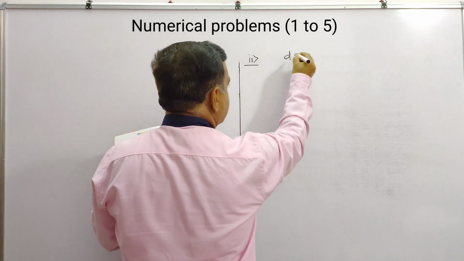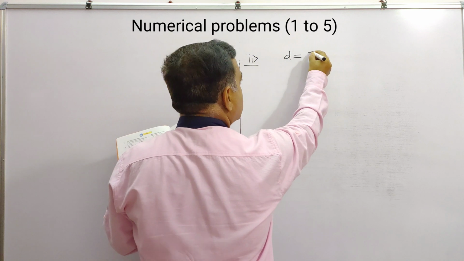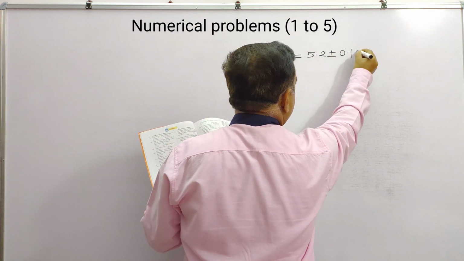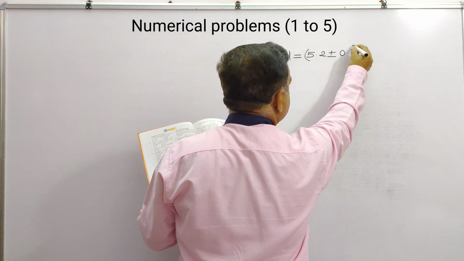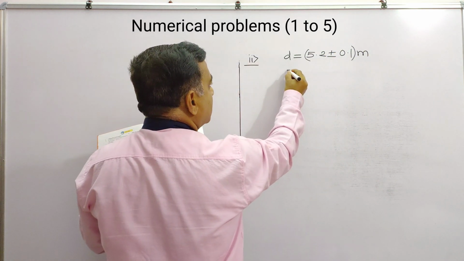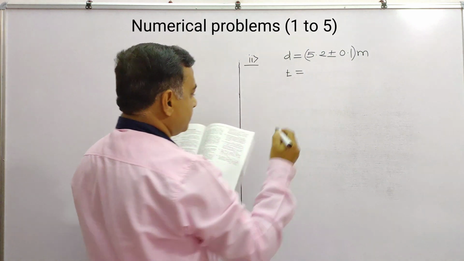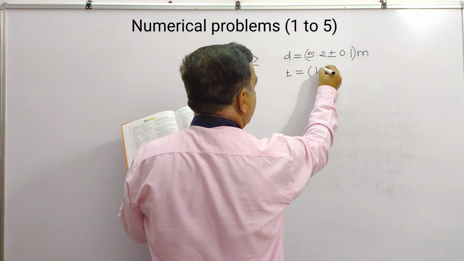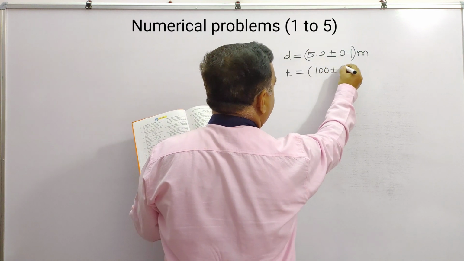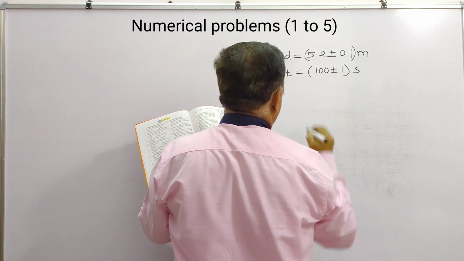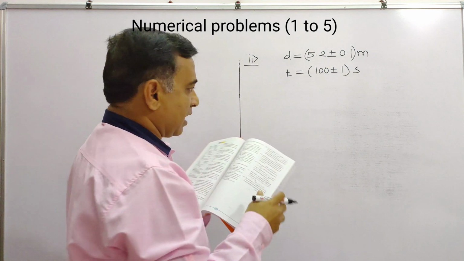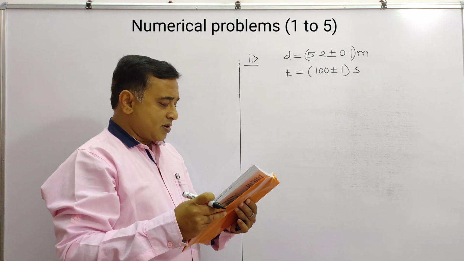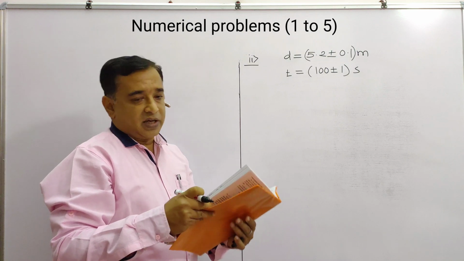I'm going to write distance is equal to 5.2 plus or minus 0.1 meter. Obviously it is in brackets. And what about the time? Time is given as 100 plus or minus 1, in seconds. So accordingly I am going to calculate the error in velocity. What is the speed and its error?